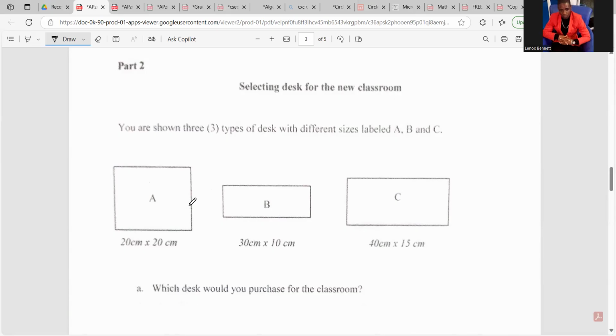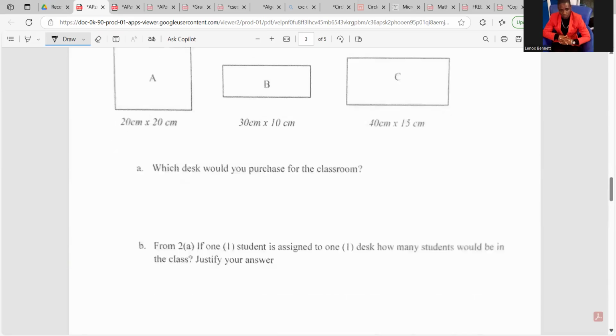Should I take the 20 by 20? Type in my comment section: the 30 by 10 or the 40 by 15. I think I'm gonna take the 20 by 20 though. So which one do we take? The 20 by 20, so that's A. I will take A, 20 by 20.